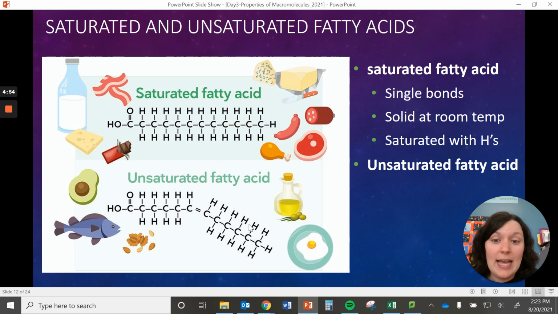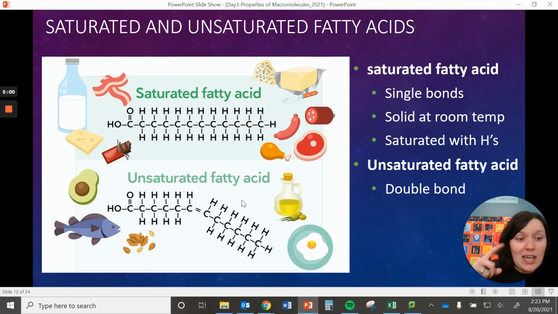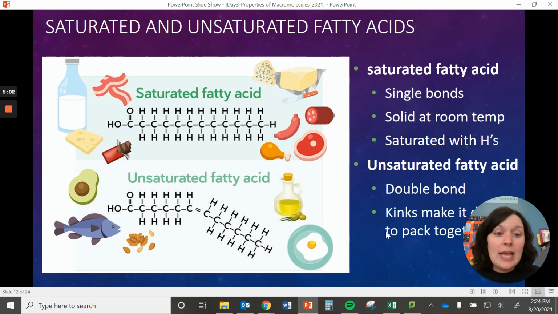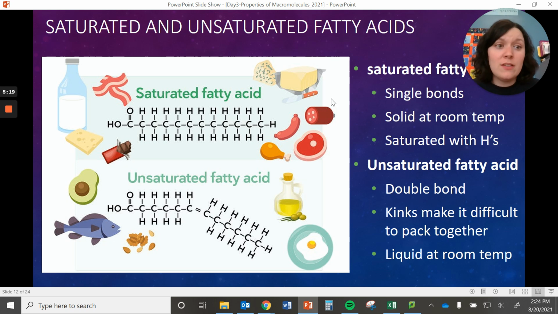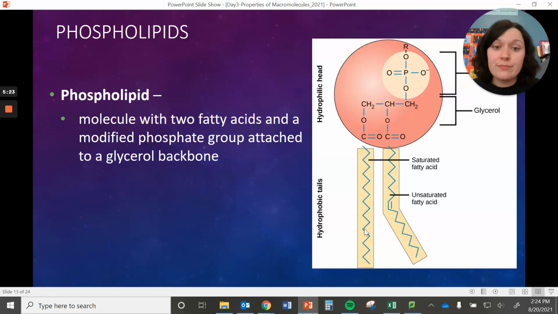Our unsaturated fatty acids here are going to have a double bond somewhere. Sometimes they have more than one, but at least one double bond. That makes a kink in their tail, and that kink makes it difficult for those molecules to pack together, which means it's more difficult for them to be solid, so they're going to actually be liquid at room temperature. So this is going to be our oils. If you use those butter alternatives like I Can't Believe It's Not Butter, those are going to be our unsaturated fats, which will be liquid at room temperature.